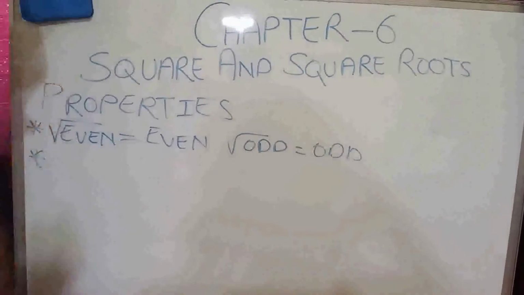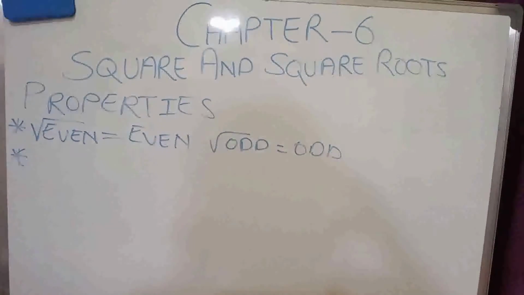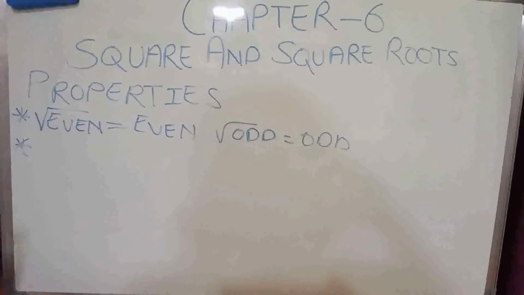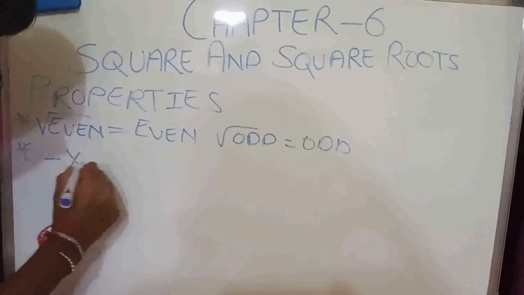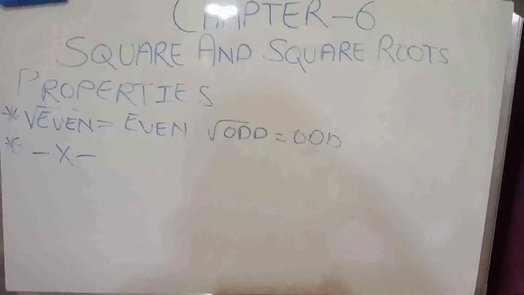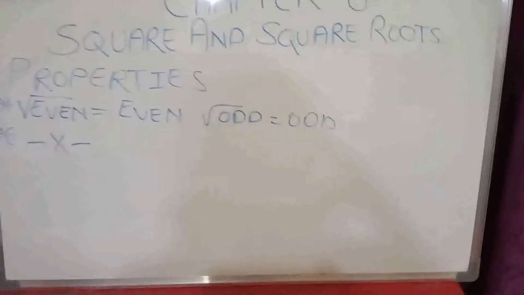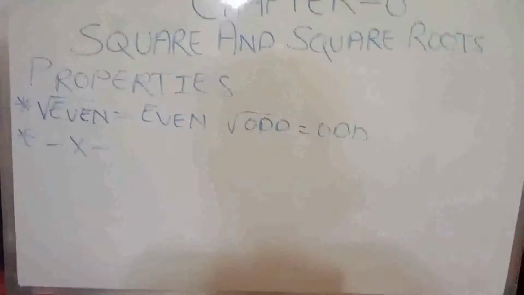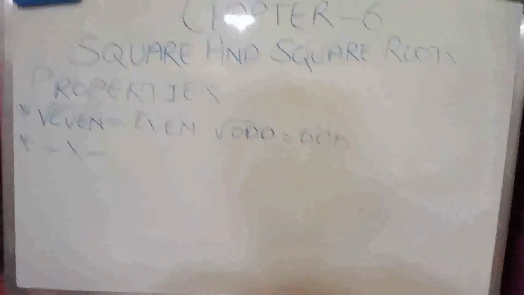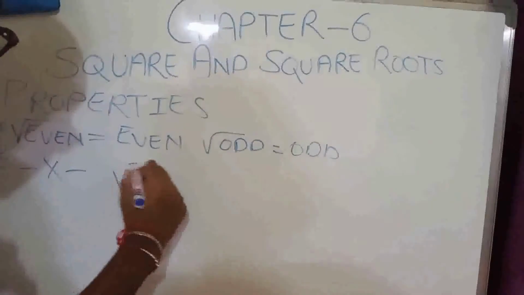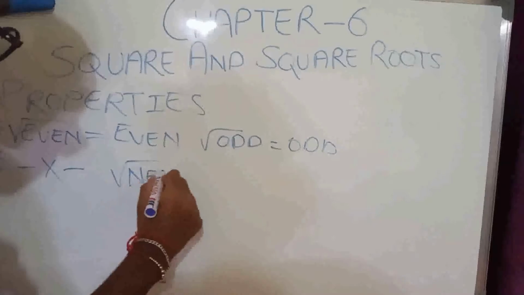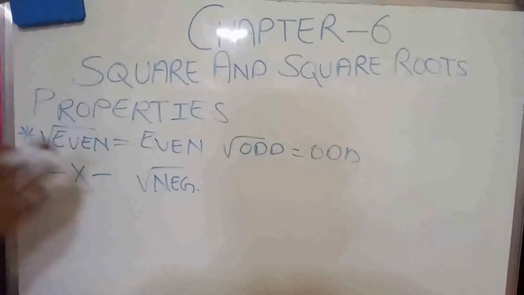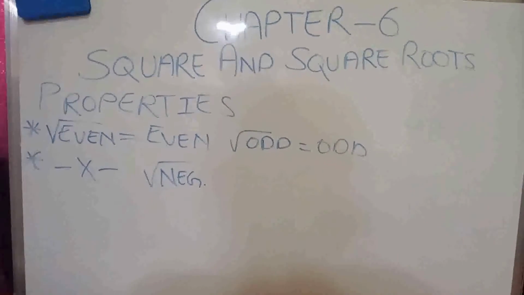The second one is that there is no square which is negative. We know that if we multiply a negative into a negative, it's always going to be positive. If we multiply a positive with a positive, it will be positive, and if we multiply a negative with a negative, it will be positive. So there is no square which is a negative number. Hence there is no square root of a negative number.